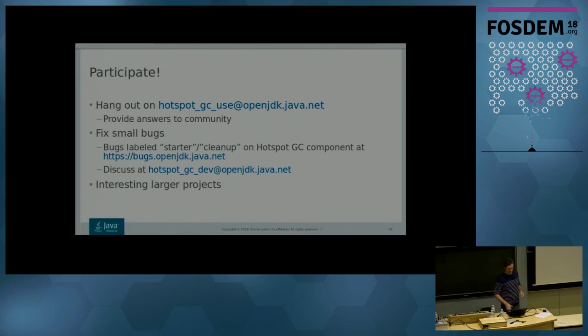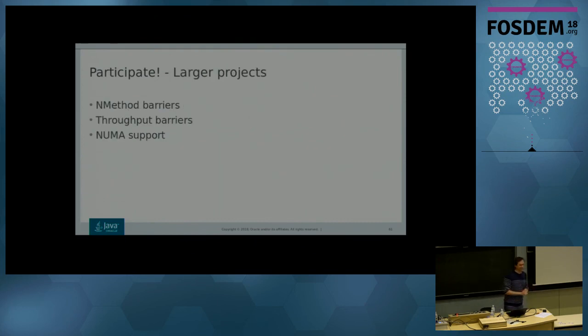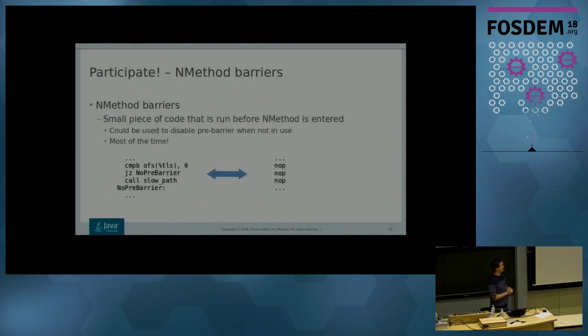But I also brought some interesting larger projects for the pros of you to do, and which would be nice for G1, of course. They are called method barriers, throughput barriers, and NUMA support for G1. Just a few quick notes about each of them. Method barriers. There's a functionality in the compiler called method barriers, and that's basically some small piece of code that is run before a method is entered. And that could be used to improve the throughput of the G1 collector.